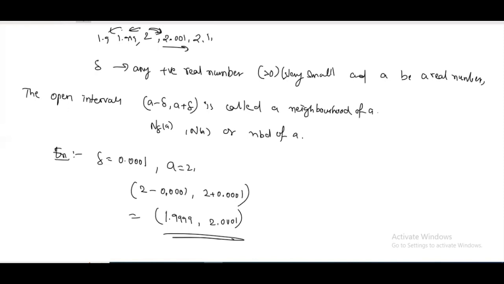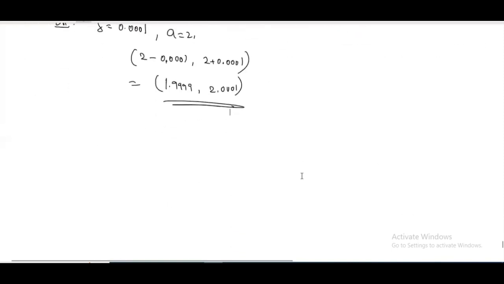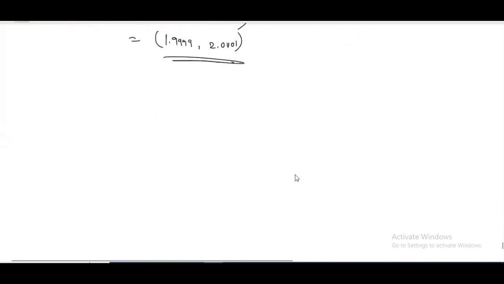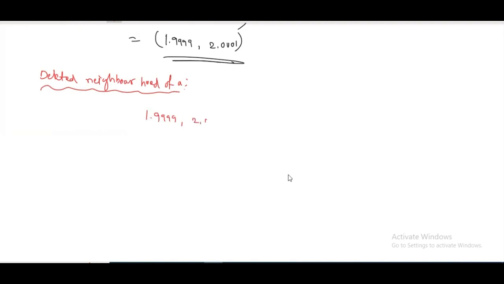So this is the way we define the neighborhood of a point. Now what is meant by the deleted neighborhood of a? The topic here is the deleted neighborhood of a. If I take the interval (1.9999, 2.0001), very clearly 2 is one point of this interval, correct?